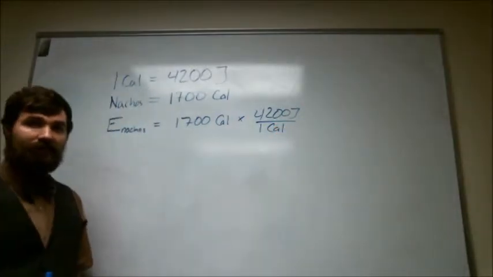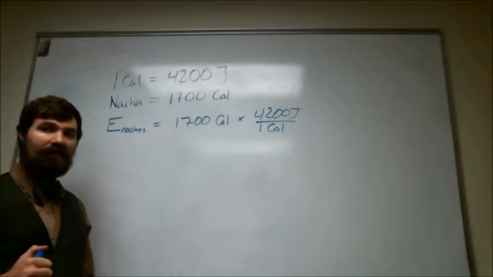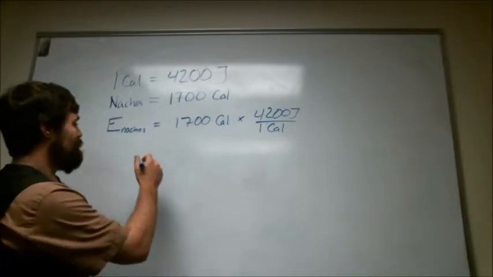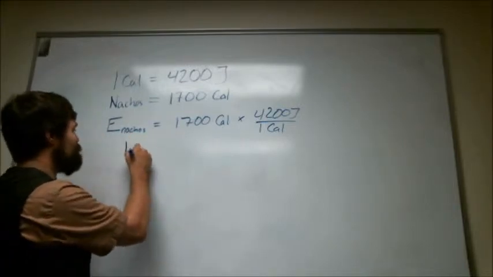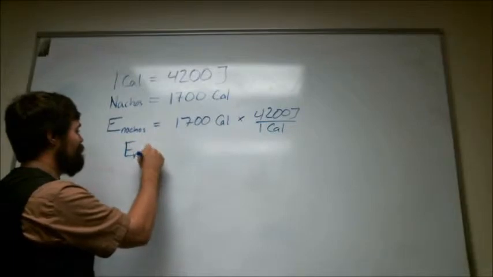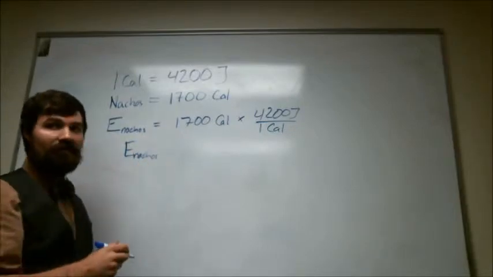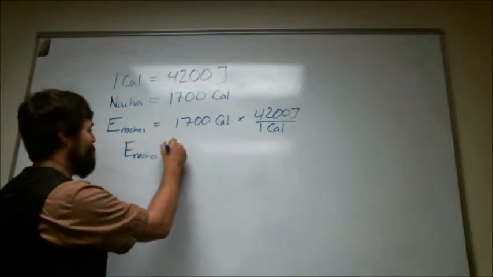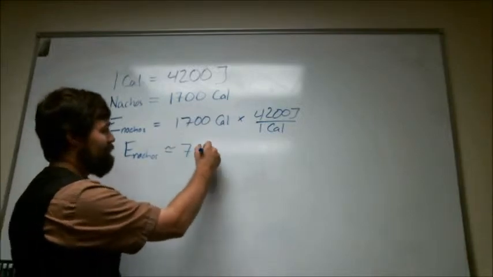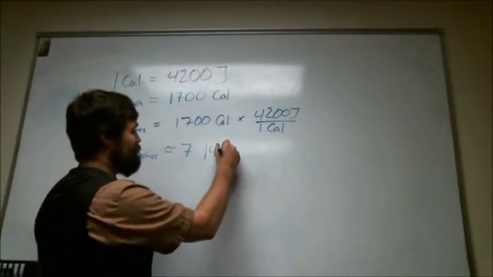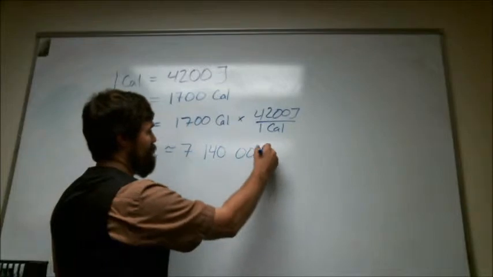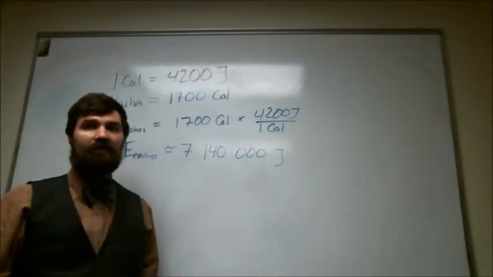And so when I do that calculation, I come up with a total energy for the nachos of a little over 7 million joules. In fact, 7,140,000 joules contained in those nachos.